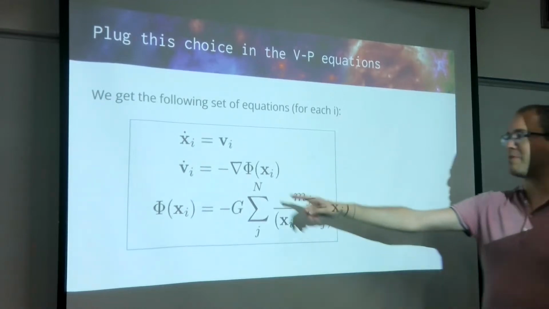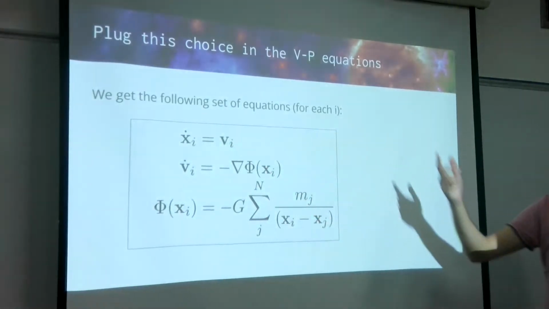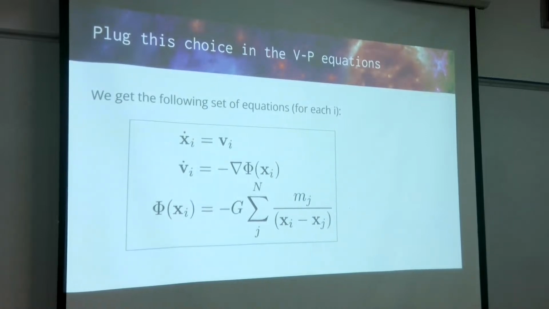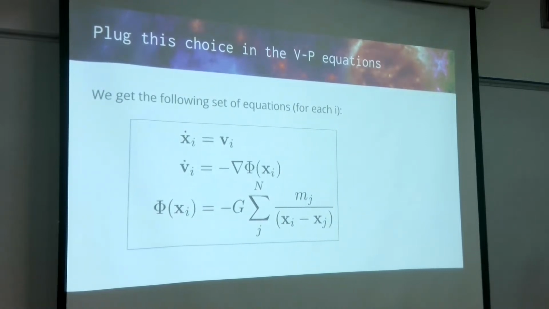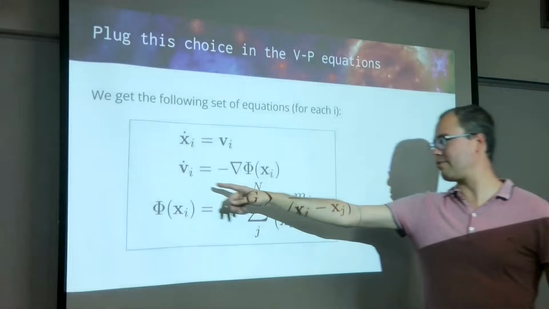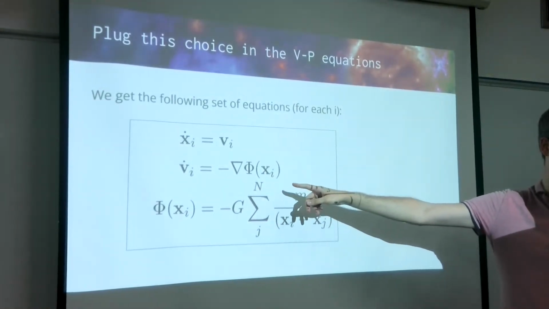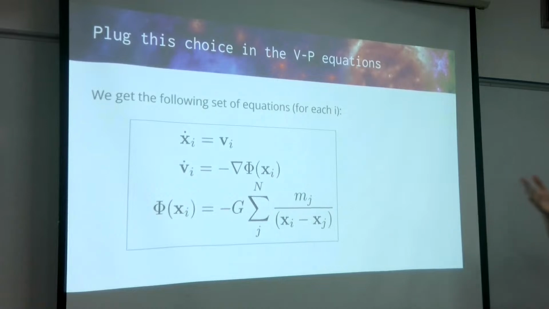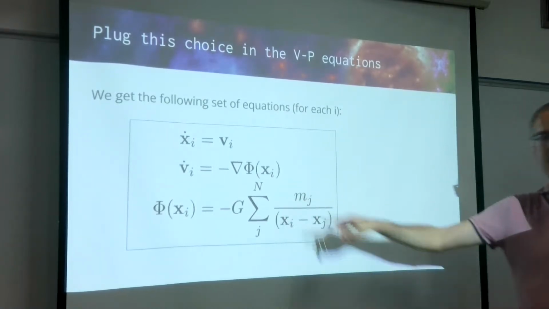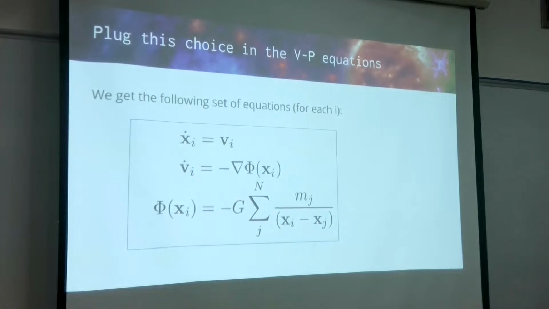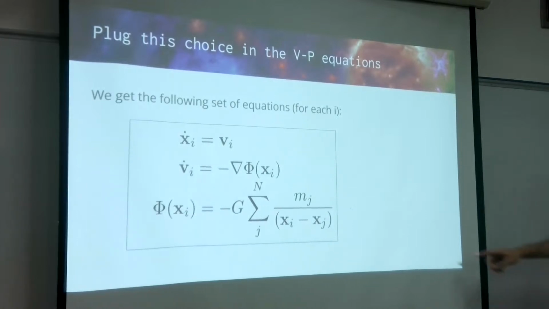The first one just tells me that the position changes like the velocity, which is not a very interesting equation. We already knew that before we started, but that's just one of them. The second one is that the acceleration is just the gradient of the potential. Again, we knew that from Newtonian dynamics. And the last one just tells us how to calculate the forces between the particles. This could also be replaced by the Poisson equation I had before.